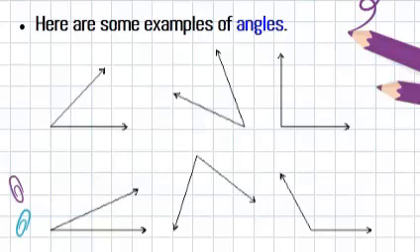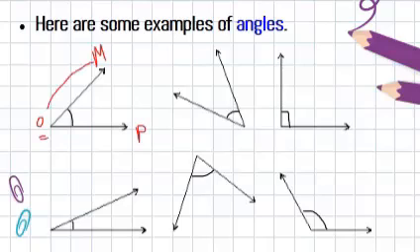Here are some examples of an angle. So this is an angle, this is an angle. You can mark this angle like this. This is an angle. Also, this is an angle, and this is an angle. I'm going to take only one example of them. I'm going to name it MOP. So the vertex in this case is O. The arms are OM and OP, and the name of the angle is MOP.